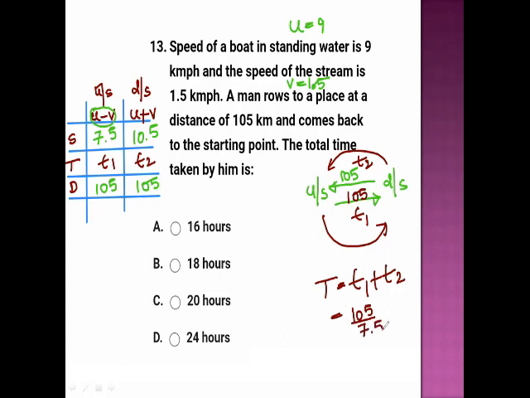Okay, so 7.5. And similarly, if you do the second case, the distance 105 divided by time gives 10.5. So from here you can see that this is 10 hours. Just a simplification you need to do.